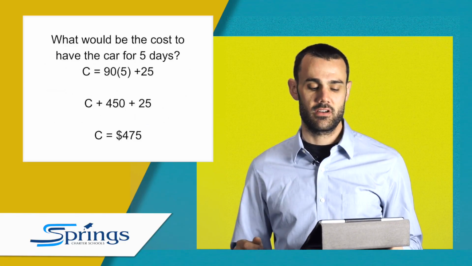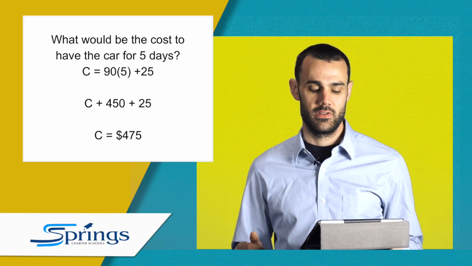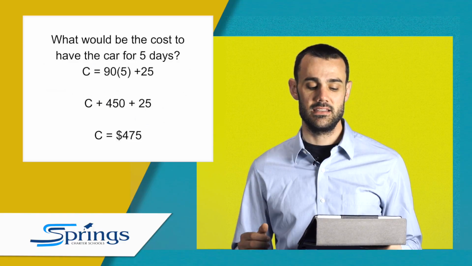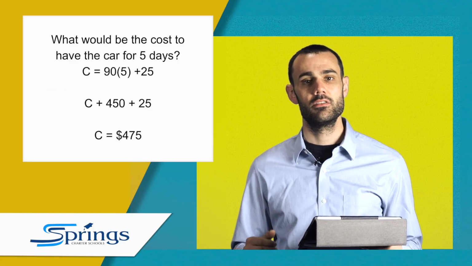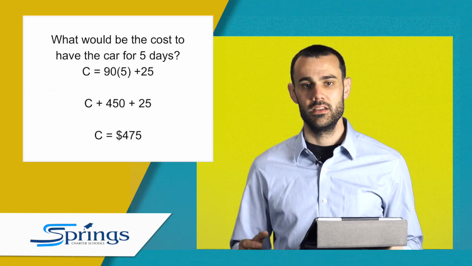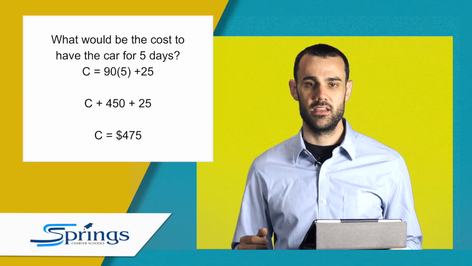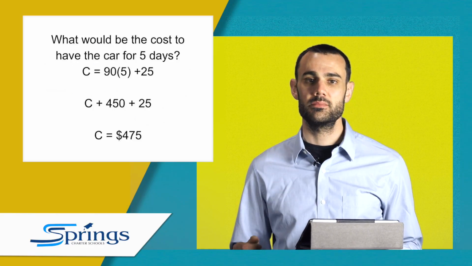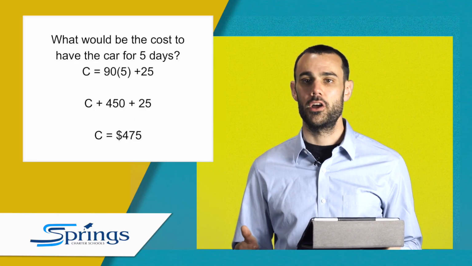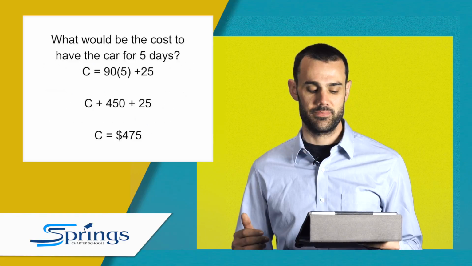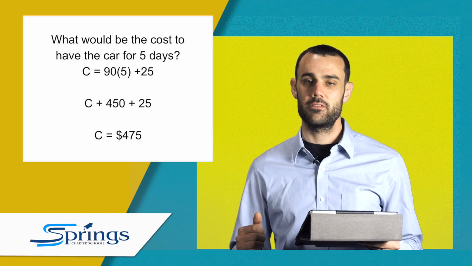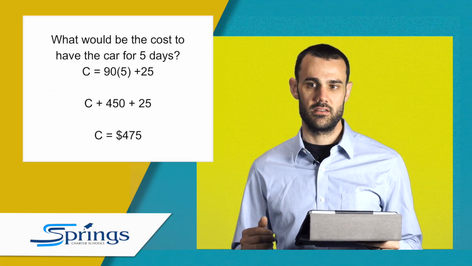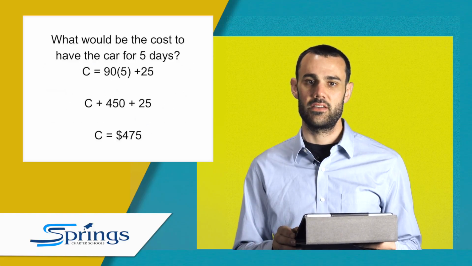What would it cost if they have a car and rented it for 5 days? Well, we know that c, the total cost here, is 90 times 5 plus 25. The reason we're doing 90 times 5 is that we have 5 days worth of driving to do, and it costs $90 per day. Now when we multiply 90 times 5, we get 450, which you can see just below that. So right now we have c equals 450 plus 25, which when we reduce it is going to equal c equals $475.